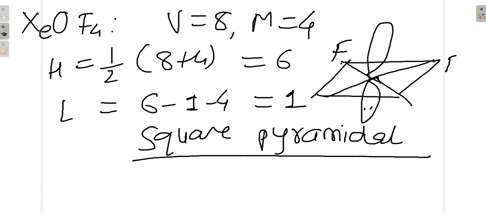F, F, F, F, O, and Xe. I think that should be enough. These many examples are sufficient.